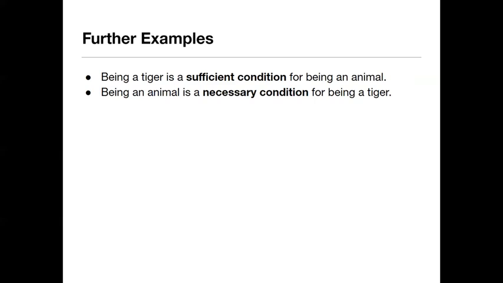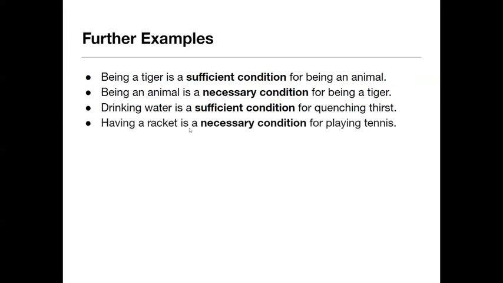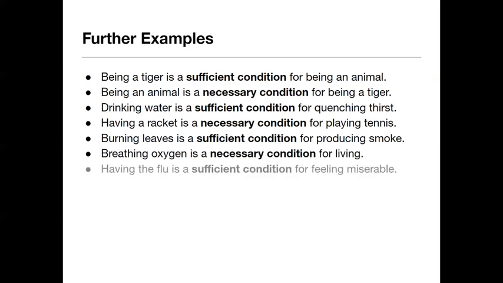Because you can't be a non-animal tiger. Drinking water is a sufficient condition for quenching thirst, because we could drink a Gatorade or sparkling water or something else. Having a racket is a necessary condition for playing tennis, because you can't play tennis without a racket. Burning leaves is a sufficient condition for producing smoke. Breathing oxygen is a necessary condition for living.